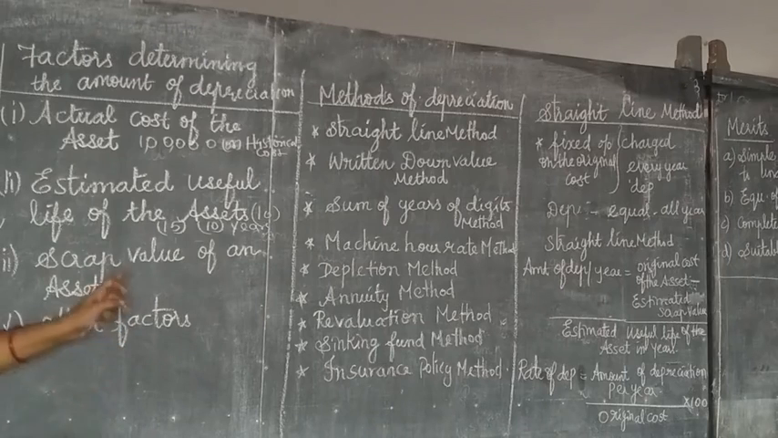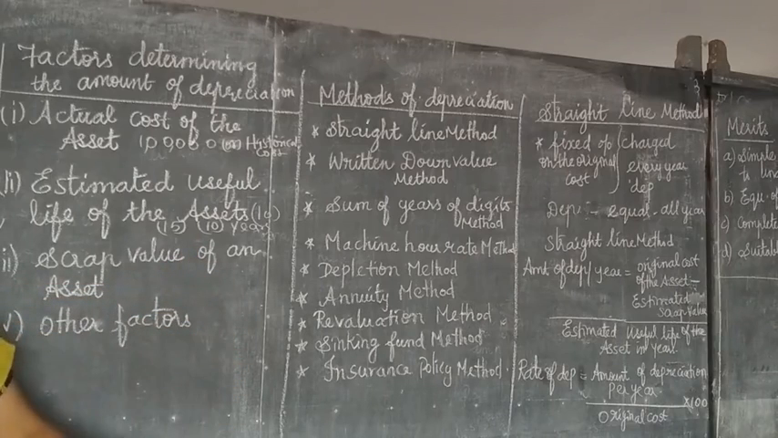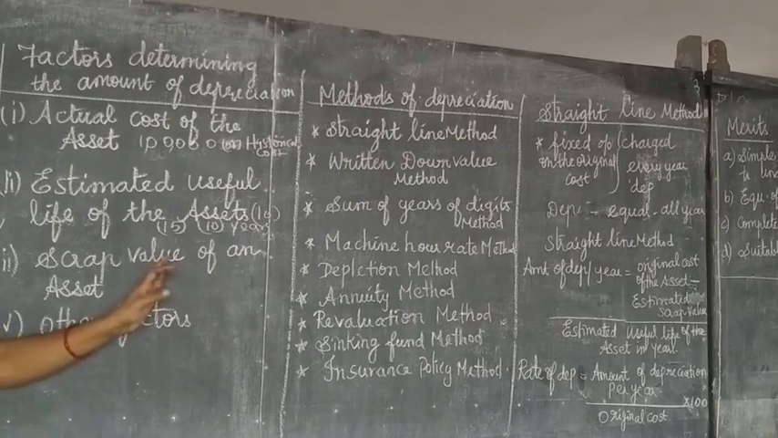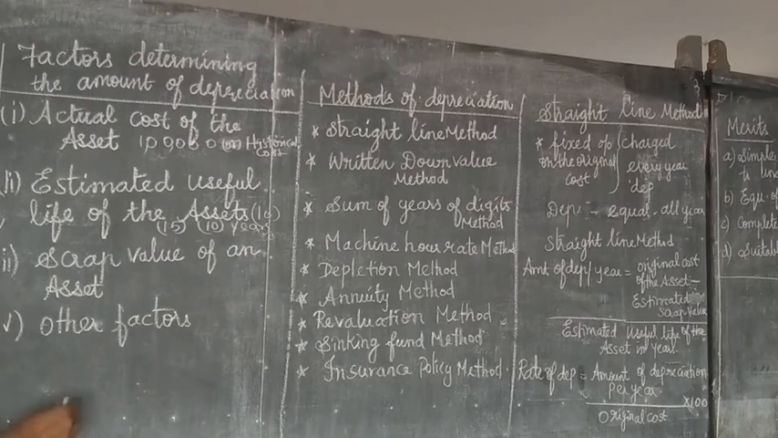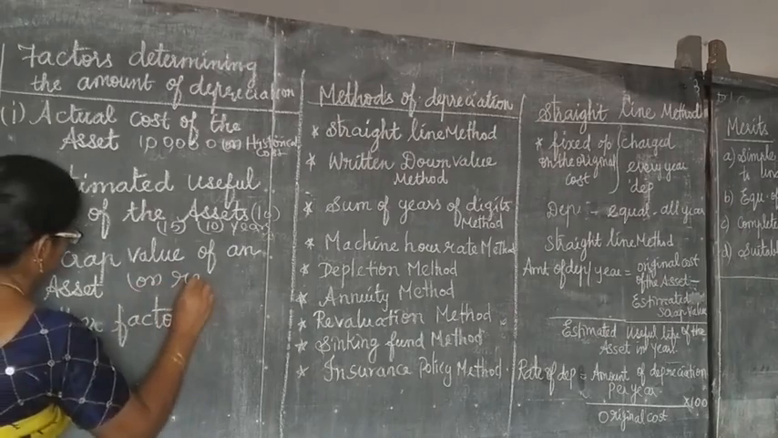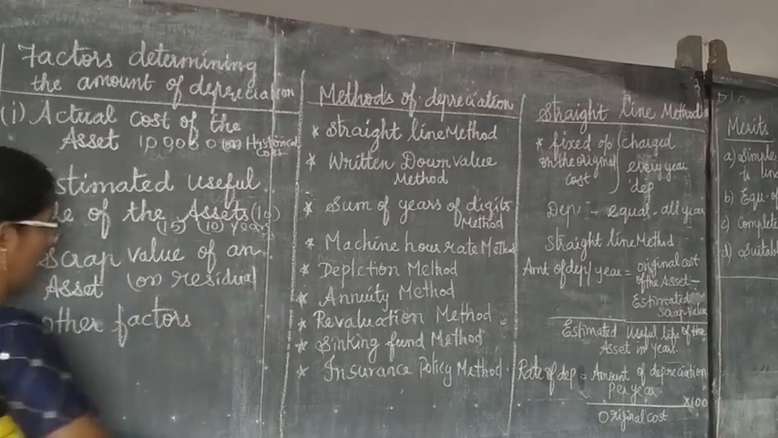Are you clear? Then scrap value of an asset. What is meant by that? The amount which is expected to be realized at the end of the estimated life of an asset. See, all the 10 years we have used. At the last 10th year, what will be the value of the asset? That is called scrap value, isn't it? It is also known as residual value or residual asset.